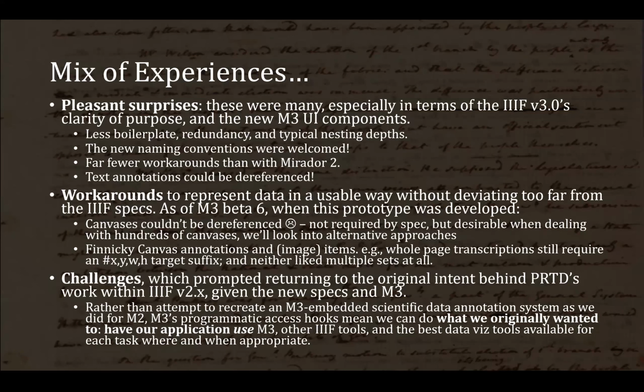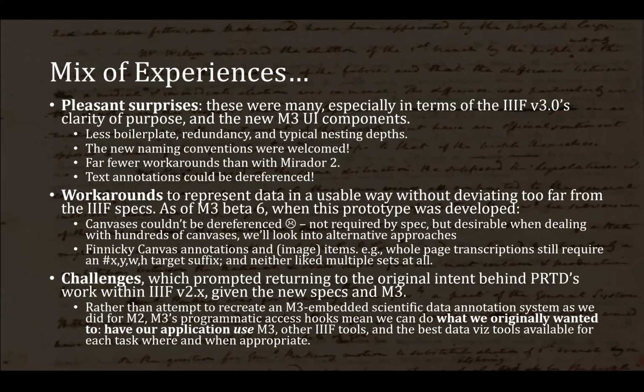One of the things that wasn't so much fun, and this was true as of Mirador 3's Beta 6, which was when we were working on this prototype, just to make sure that this was doing what we thought it could do, was that canvases, at least at the time, couldn't be dereferenced in the way that the annotations were. And I don't think this is required by spec, so it's not a fair expectation. And with 695 double-sided pages spread out over all those dates, and many images potentially on every single one of them, that was not going to be a viable approach.